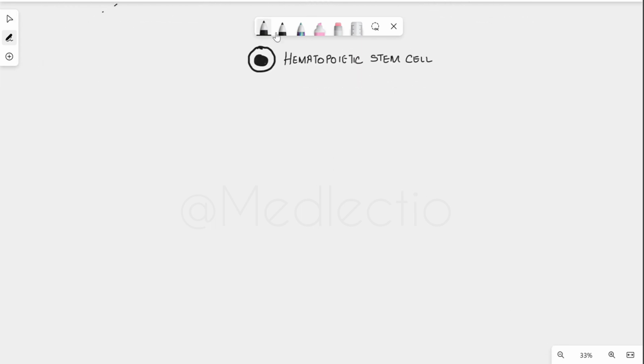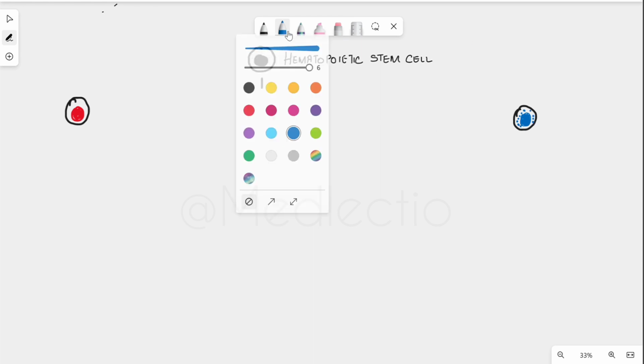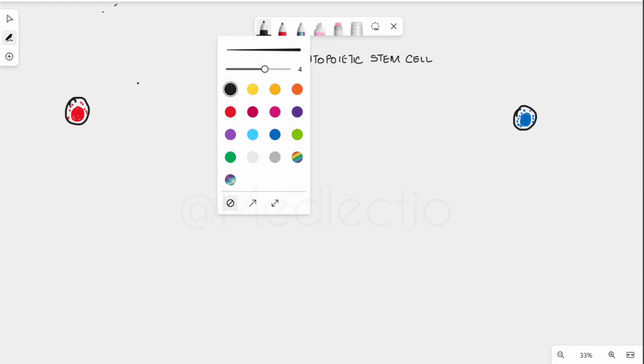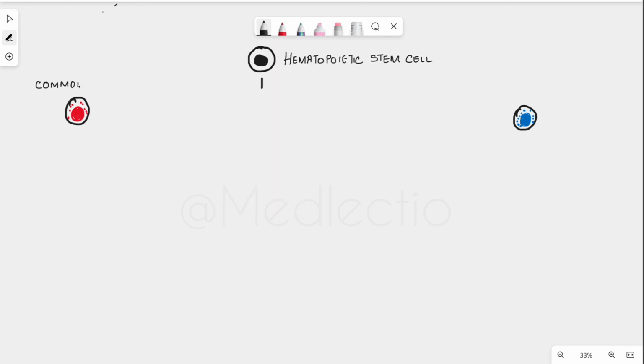There are two types of first generation cells, the progenitor cells. First one here is the common myeloid, and second one is common lymphoid. So two types of progenitors. So the blue one here, and let me change this, the red one. Okay, fine. So the blue one and the red one, we can differentiate it, and the red one is common myeloid progenitor, and the blue one is common lymphoid progenitor. Fine.